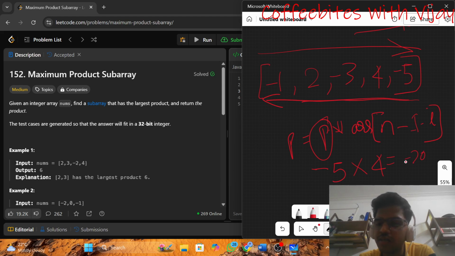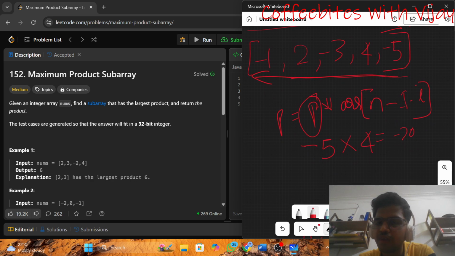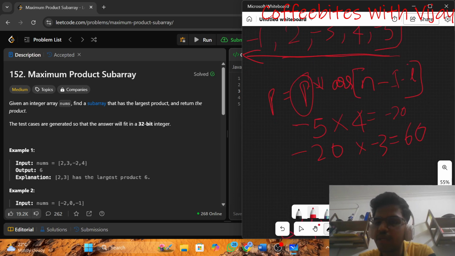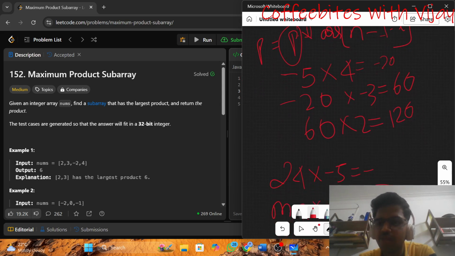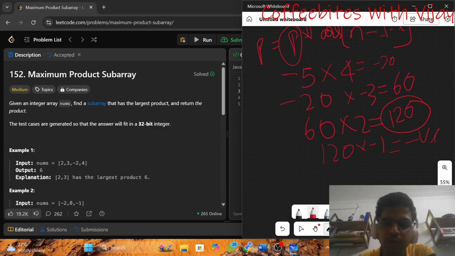Initially the product would be 1, and if I multiply minus 5 with plus 4, this would give me minus 20, and if I multiply minus 20 with minus 3, this would give me plus 60, and if I multiply 60 with 2, this gave me 120, and if I multiply 120 with minus 1, this gave me minus 120. So I don't care if this is a negative value, I will not take this. So the maximum value would be 120, and I will return the maximum as 120.